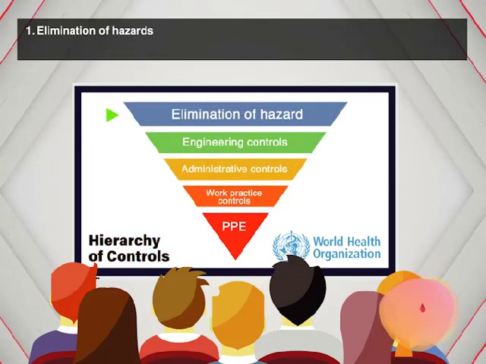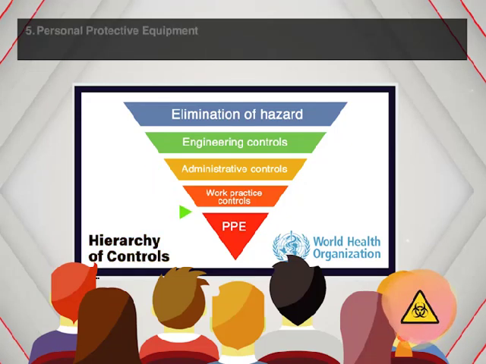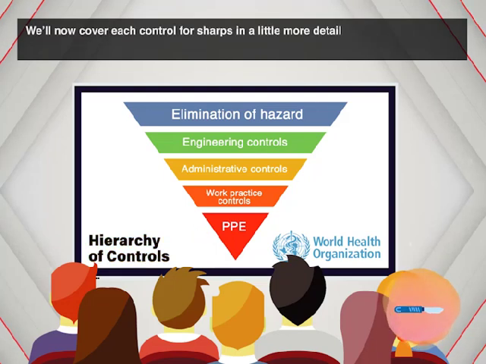1. Elimination of hazards. 2. Engineering controls. 3. Administrative controls. 4. Work practice controls. 5. Personal protective equipment. We'll now cover each control for sharps in a little more detail.